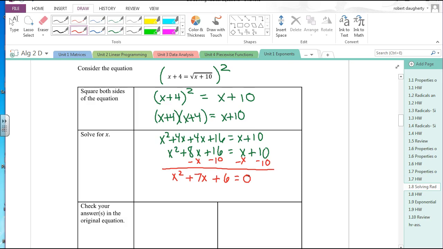You have a number of ways to solve this. Your favorite being the quadratic formula, is that right? Or least favorite? That is your least favorite? Yes.